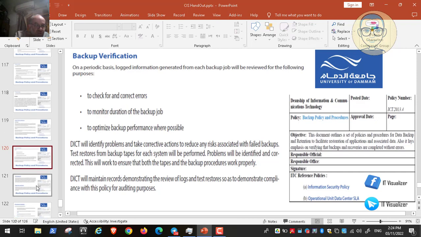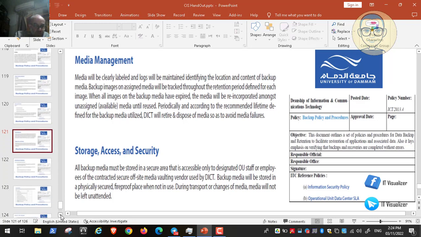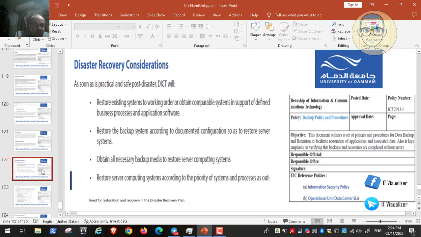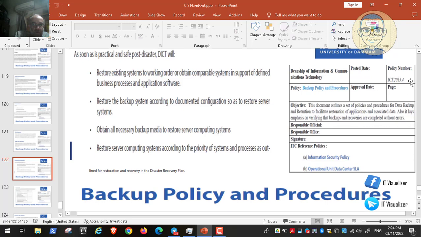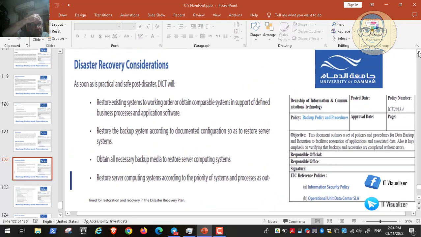Okay, we have the backup verification, the media management, and the storage access and security. All of these are related to the backup procedures. So let's see again something here related to backup and policy procedures, something called disaster recovery considerations.